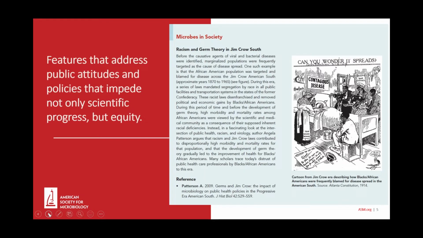Microbe also has features that address public attitudes and policies that have traditionally impeded not only scientific progress, but also equity. Here's one example on the right. You can see we included new Microbes in Society feature boxes throughout the textbook. This one example talks about how marginalized populations have been blamed for disease spread before the advent of germ theory. This one example is from the Jim Crow South in the early 1900s, and it's a very racist political cartoon that blamed Black citizens for spreading disease.